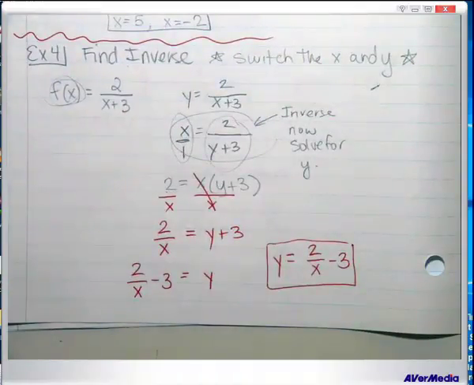It's just another rational function, 2 divided by x minus a number. I think your book would probably name it like g of x, but I don't really care what you do as long as you've got it in the right format.